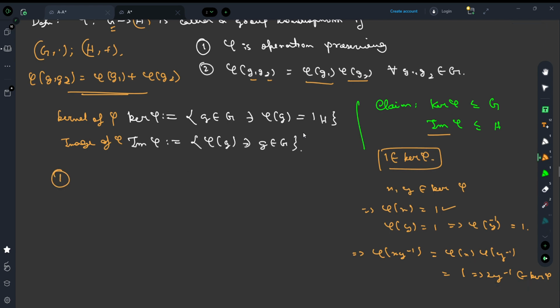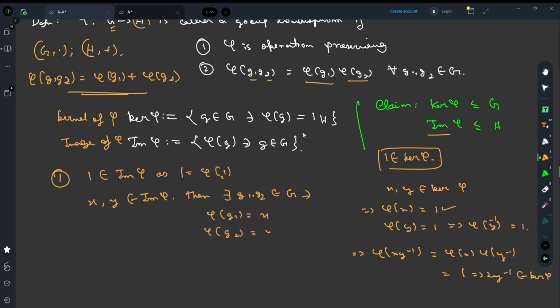Yeah, let me structure this as follows. So 1 is in the image space of phi. This indeed also says that the identity element is in this, as 1 is nothing but phi of 1, and this element 1 is in G. That's precisely what I'm trying to say. If I choose two elements, say x and y in the image of phi, then obviously there exist elements g1, g2 in capital G such that phi of g1 is x, phi of g2 is y.